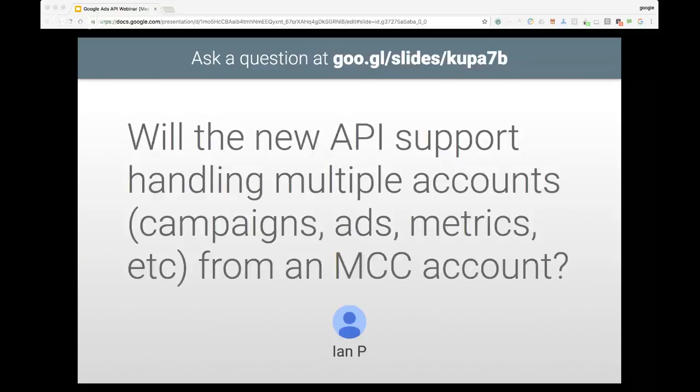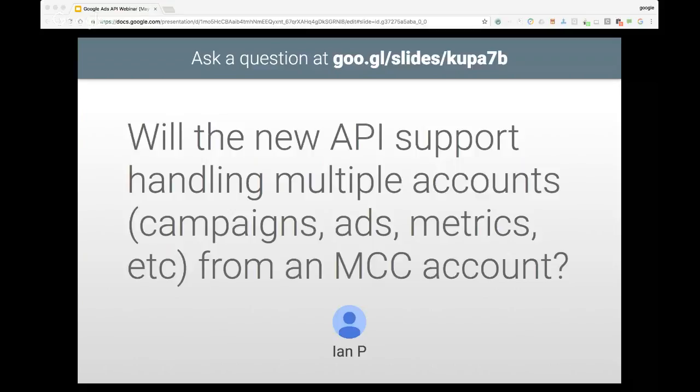Okay, number two. Will the new API support handling multiple accounts, campaigns, and ad metrics from an MCC account? So MCC support is coming. It's not in the V0 release. You'll notice that the managed customer service of the AdWords API doesn't have any analog yet in the current beta, but that is coming. Like I said, our aim is to have feature parity with the existing AdWords API. So you are going to have the same MCC support forthcoming in a future incremental release as we build this out. So you can expect to see support for handling multiple accounts in an MCC, like campaigns, ads, and metrics.